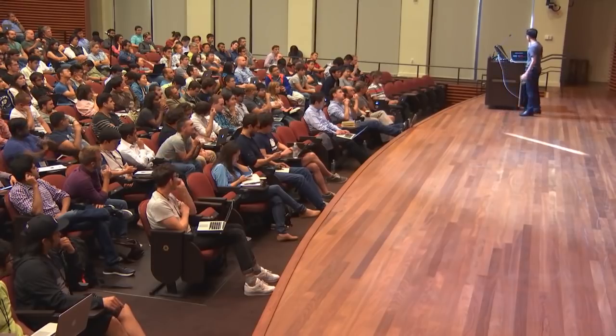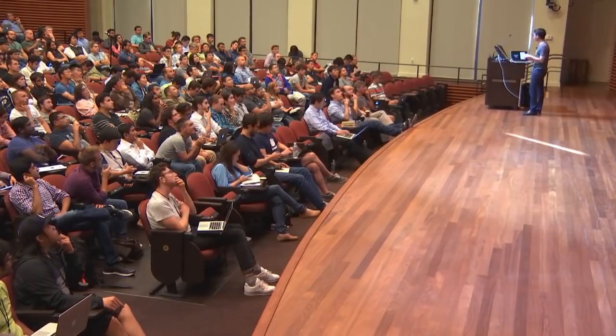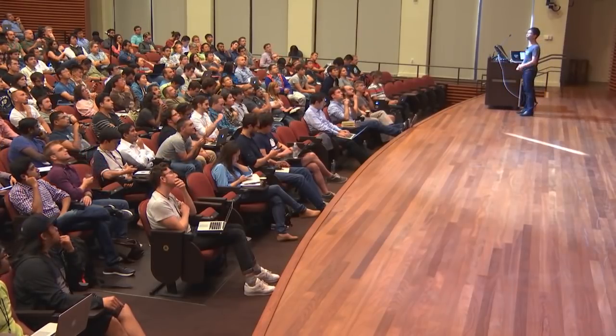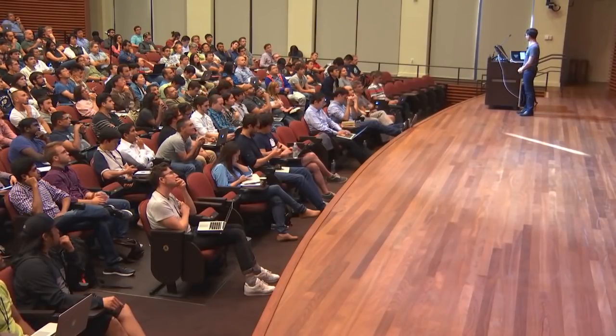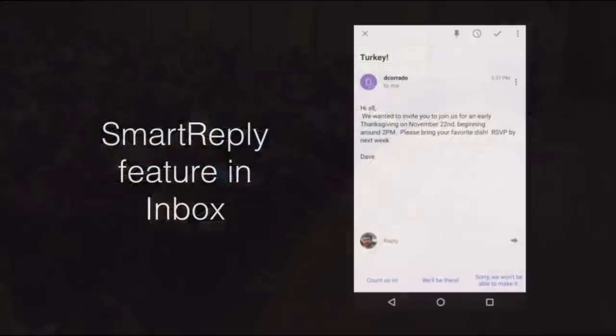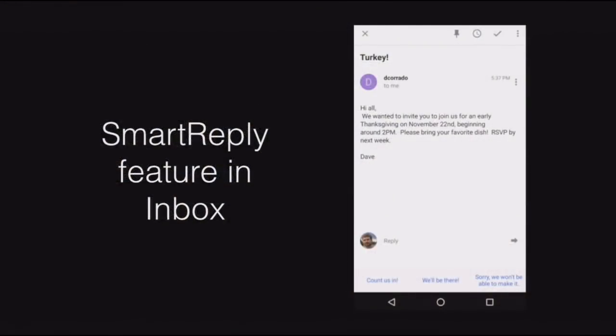Okay, I have to keep going, but anyway, the algorithm that you've seen so far turns out actually to answer some emails. If you use the smart reply feature in Inbox, it already uses this system in production.